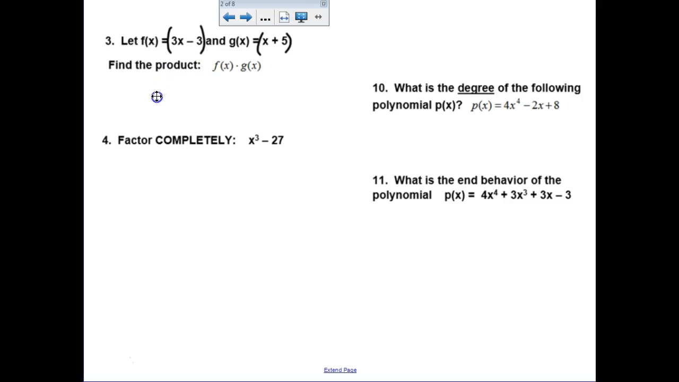You guys used to call this a FOIL problem, but it's a distribution question. So 3x minus 3, this is not that big of a question, actually. I thought it was a cubic for a minute, but it's not. And we're just going to distribute. So 3x times x is 3x squared. 3x times 5 is plus 15x. Negative 3x next. And then minus 15.